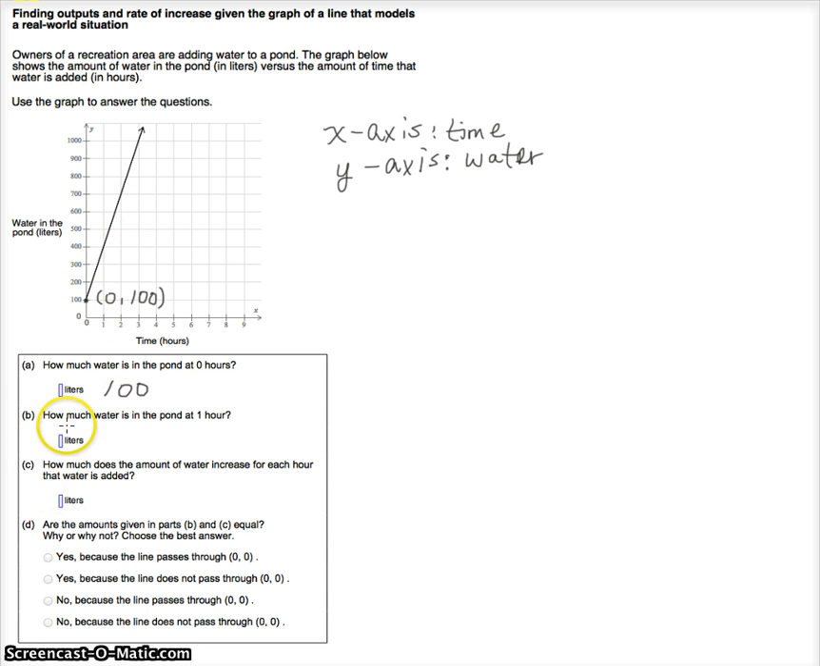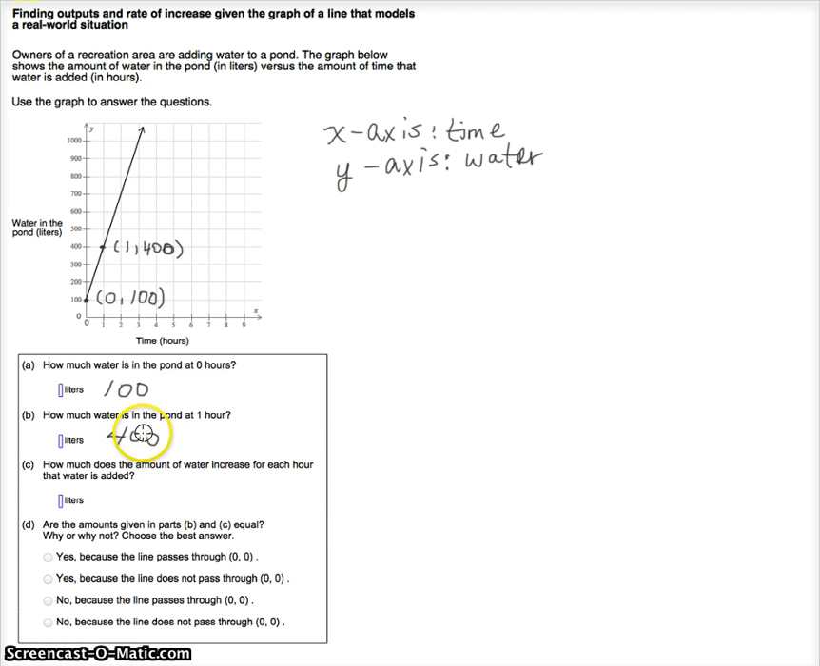Now we go and look at the next question. It says, how much water is in the pond at 1 hour? To figure that out, we go to our x-axis for 1 hour, and we go up the number 1 until we see it intersect with a y-axis value, and it shows up right here at the point 1, 400. That means after 1 hour, there were 400 liters of water. That's going to be our answer here, 400 liters after 1 hour.